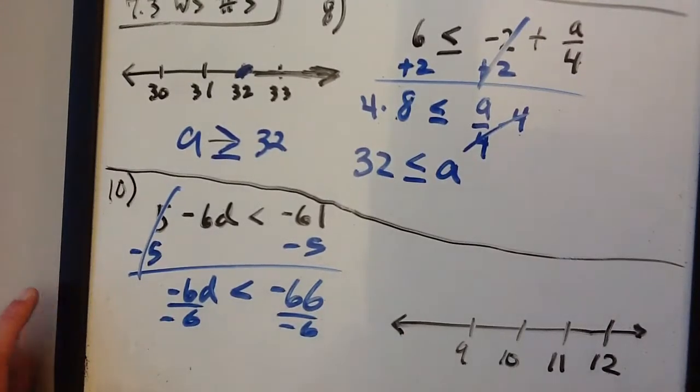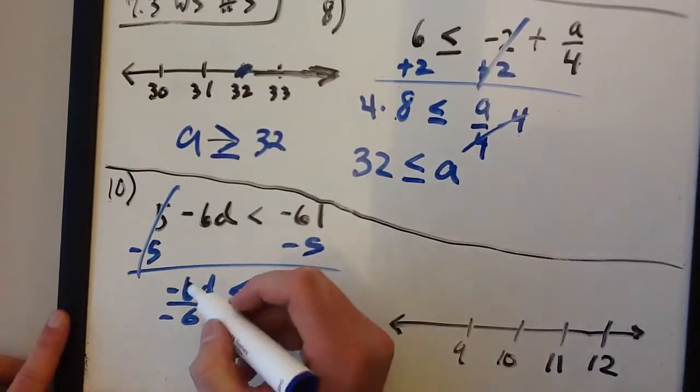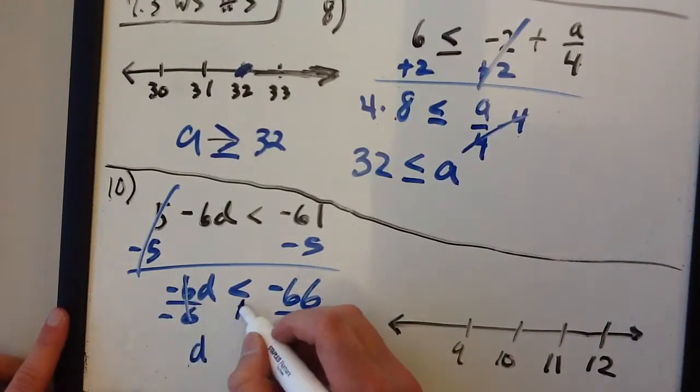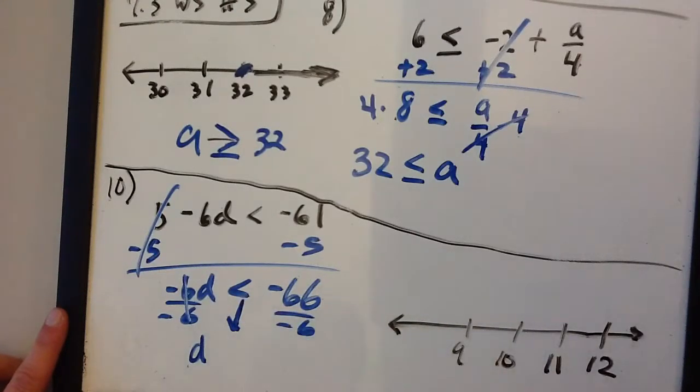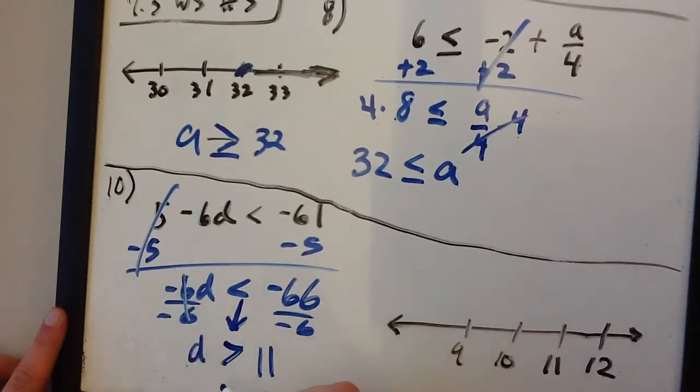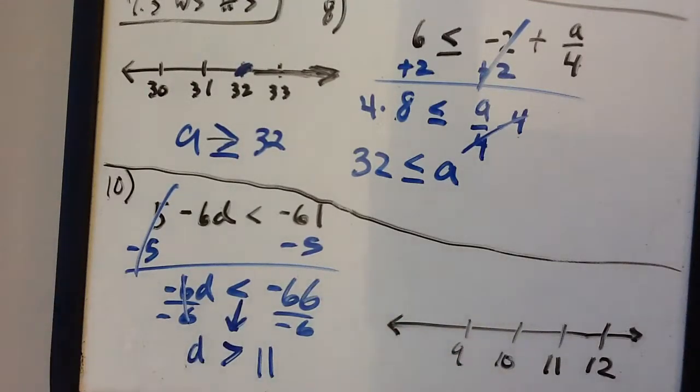Now whenever I divide both sides by a negative number, there should be some flashing lights going on in my head saying, oh no, I gotta change the sign, I gotta change the direction of this inequality. Okay, so these negative 6's simplify and you're left with d. This changes, right? Not less than anymore. Since I divided by a negative, it's going to become a greater than. And then here you have negative 66 divided by negative 6. That is 11, right? So you have d greater than 11.